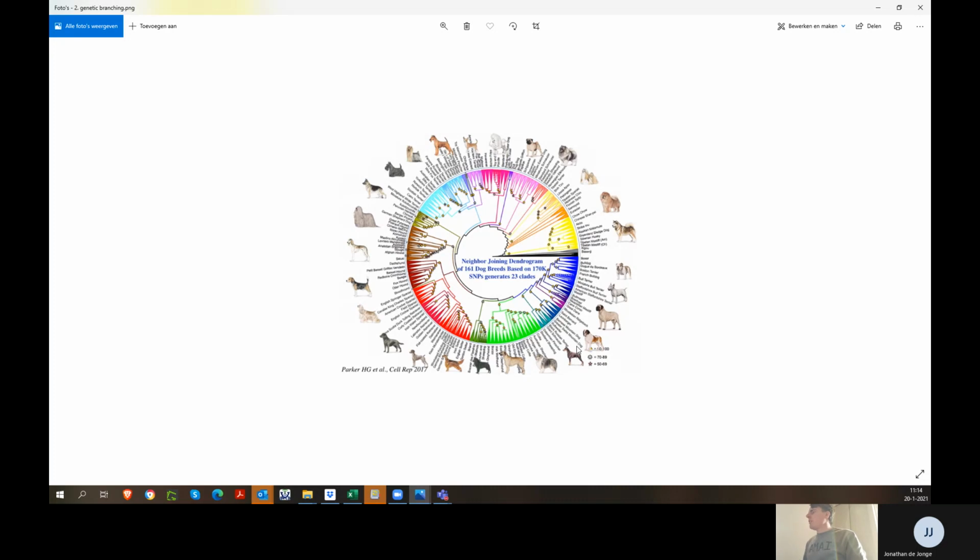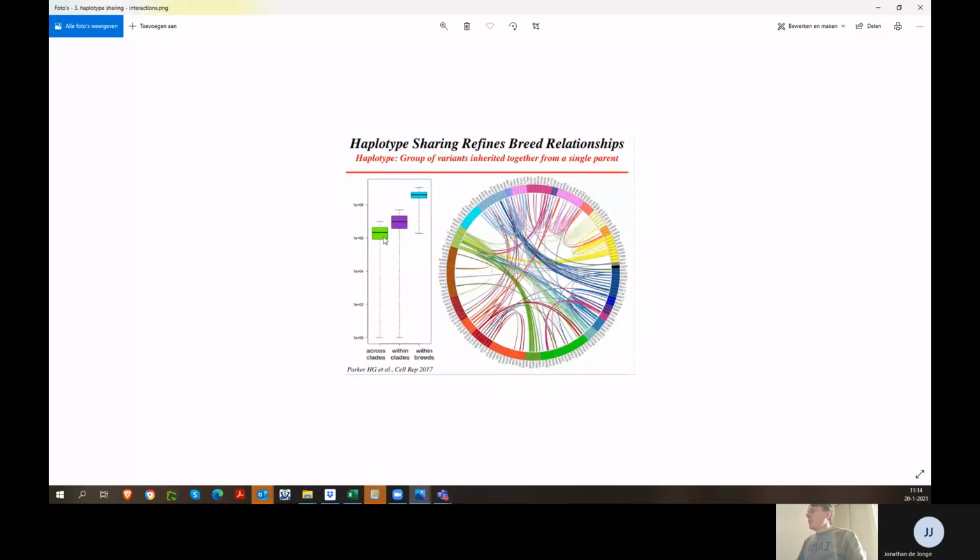Okay. The next slide. In this slide, you see that you have variation within the group. Sorry, I have to say it a little bit differently. So within a breed, the variation is as limited as possible. Within a clade, there can also still be quite some variation. But even if you compare the clades all together, you see some variation.